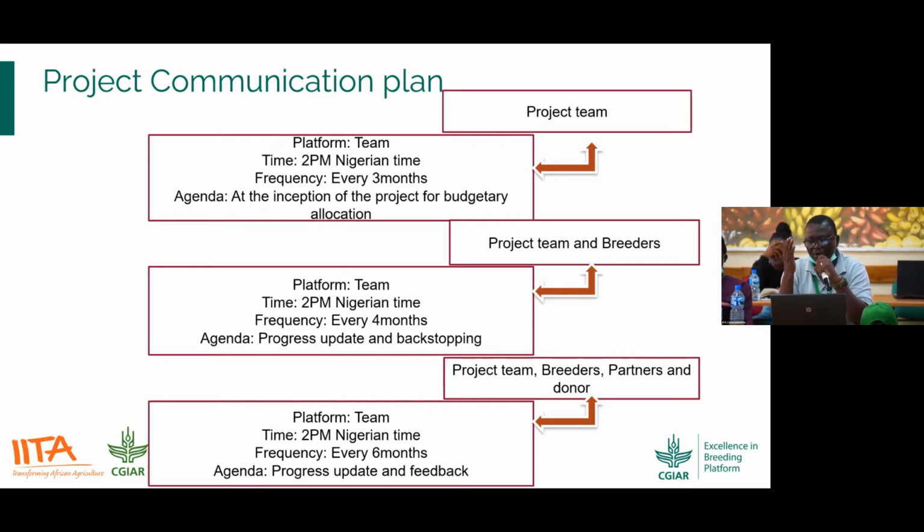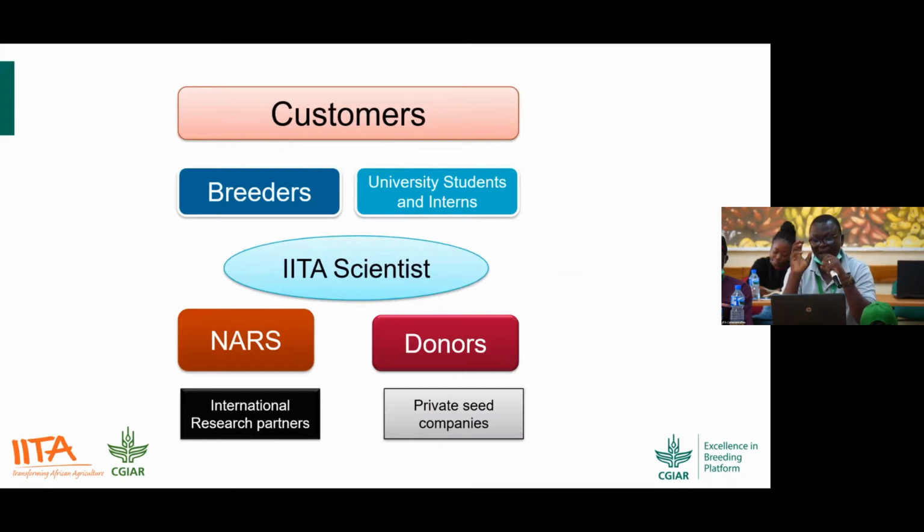Apart from the project team and breeders meeting, there is supposed to be a meeting also between the project team, the breeders, the partners, and the donors at the scheduled time that we put there. Next slide, please. We identified our customers as breeders, university students and interns, EiB-IITA scientists, national agricultural research systems, donors, international research partners, and private seed companies. Next slide, please.